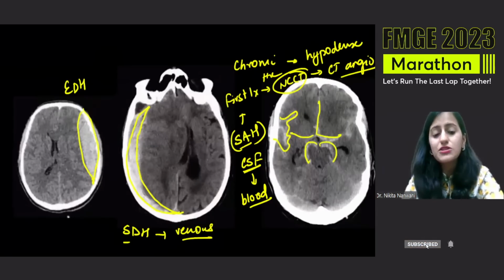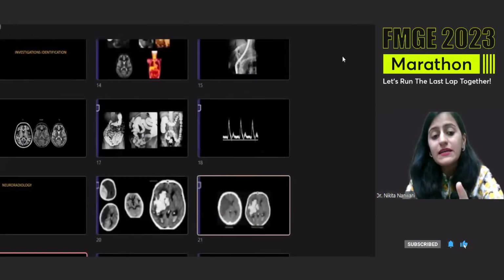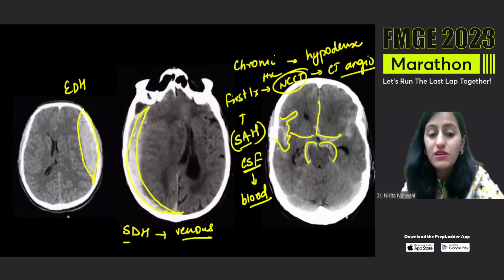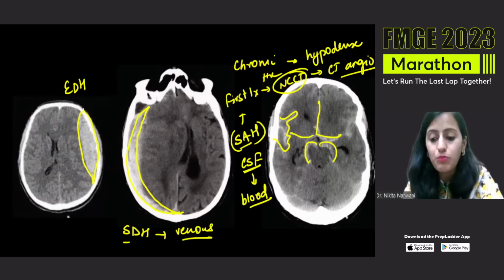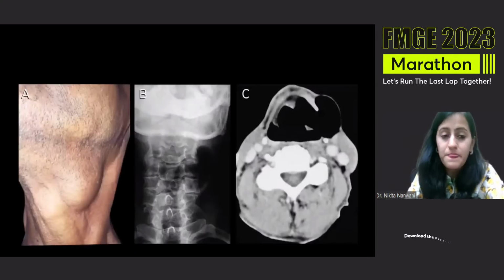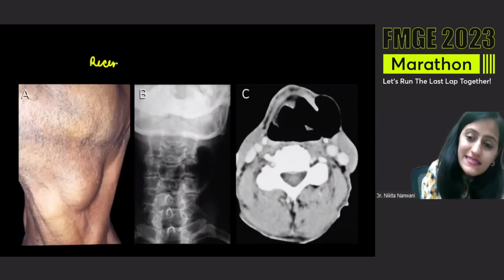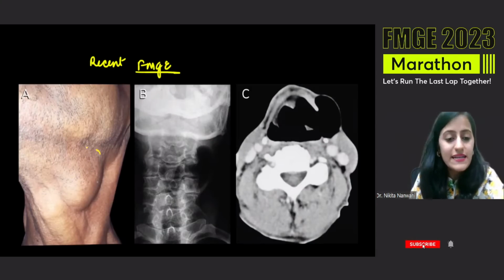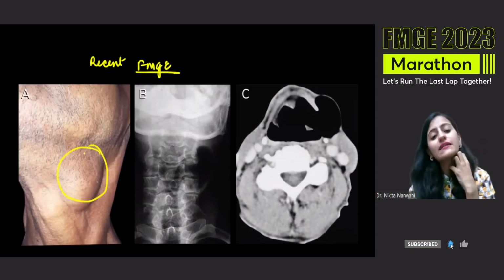Going to next one. So remember, guys, in neuroradiology, it is the infarct and all the types of hemorrhages which are of utmost importance. Going to head and neck images, very, very important. Now, this was asked in the recent FMGE exam. So let's say that there's a patient who comes with the swelling in the neck.